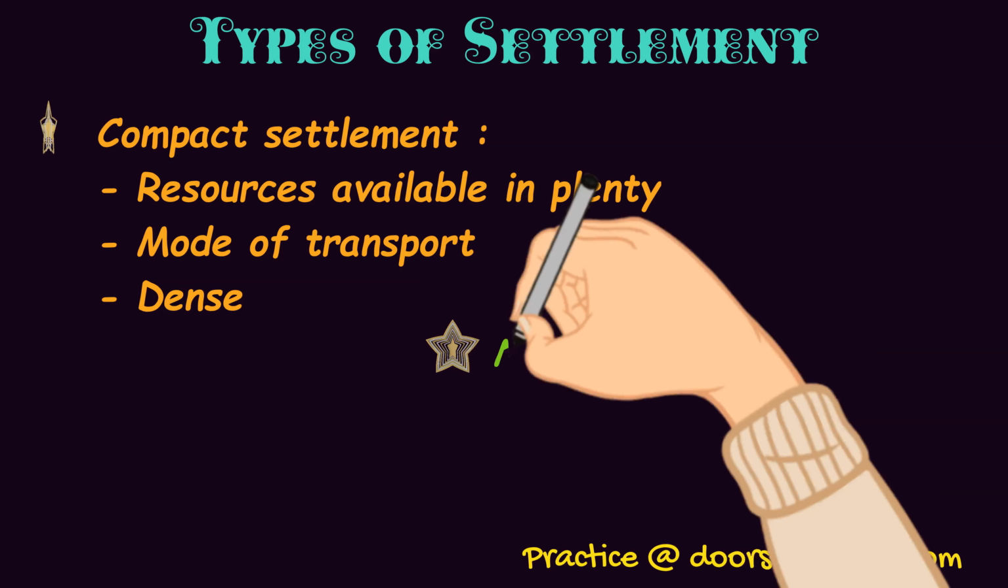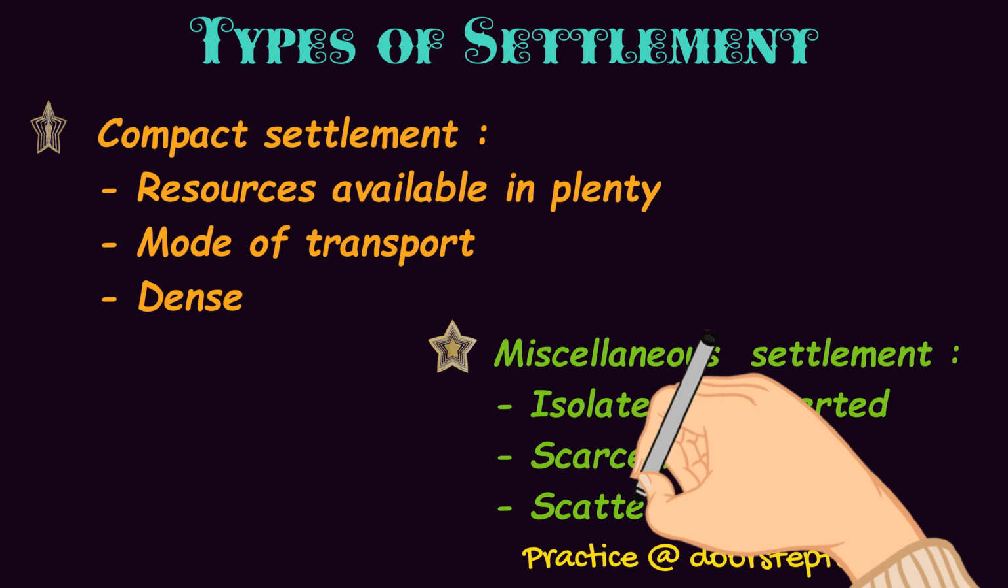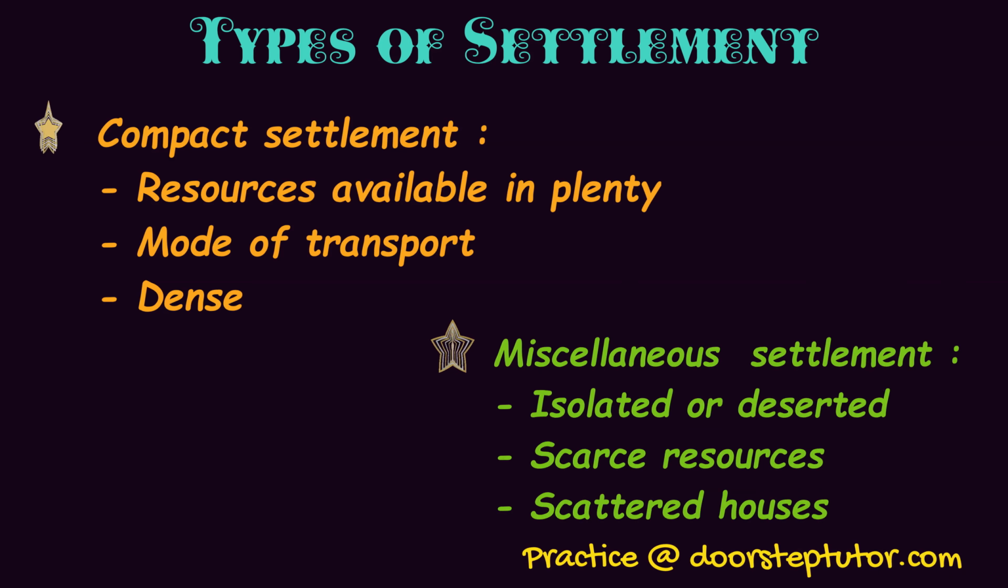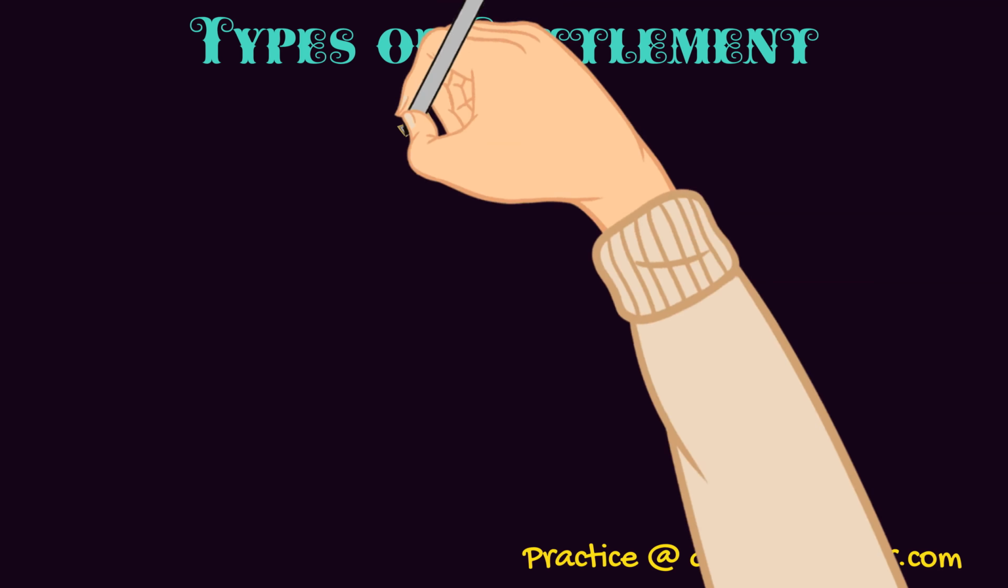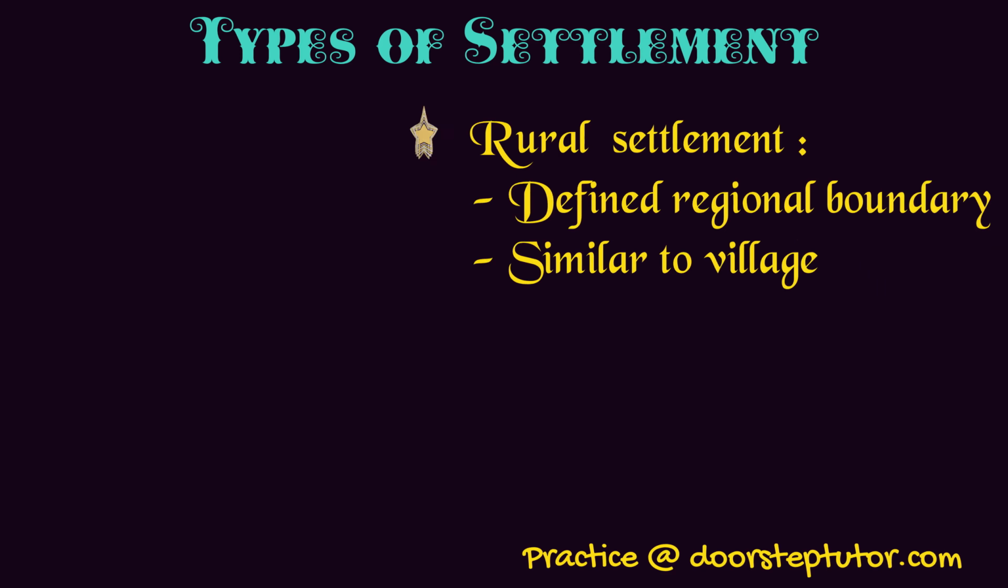The next is miscellaneous settlement. Miscellaneous settlements were basically isolated or deserted. The resources were very scarce in nature. Very few resources were available as compared to compact settlement where the resources were available in plenty. And the houses were scattered all over the settlement, so the population was not very dense. Third is rural settlement, where the regional boundary began to be defined and it was very similar to a village.